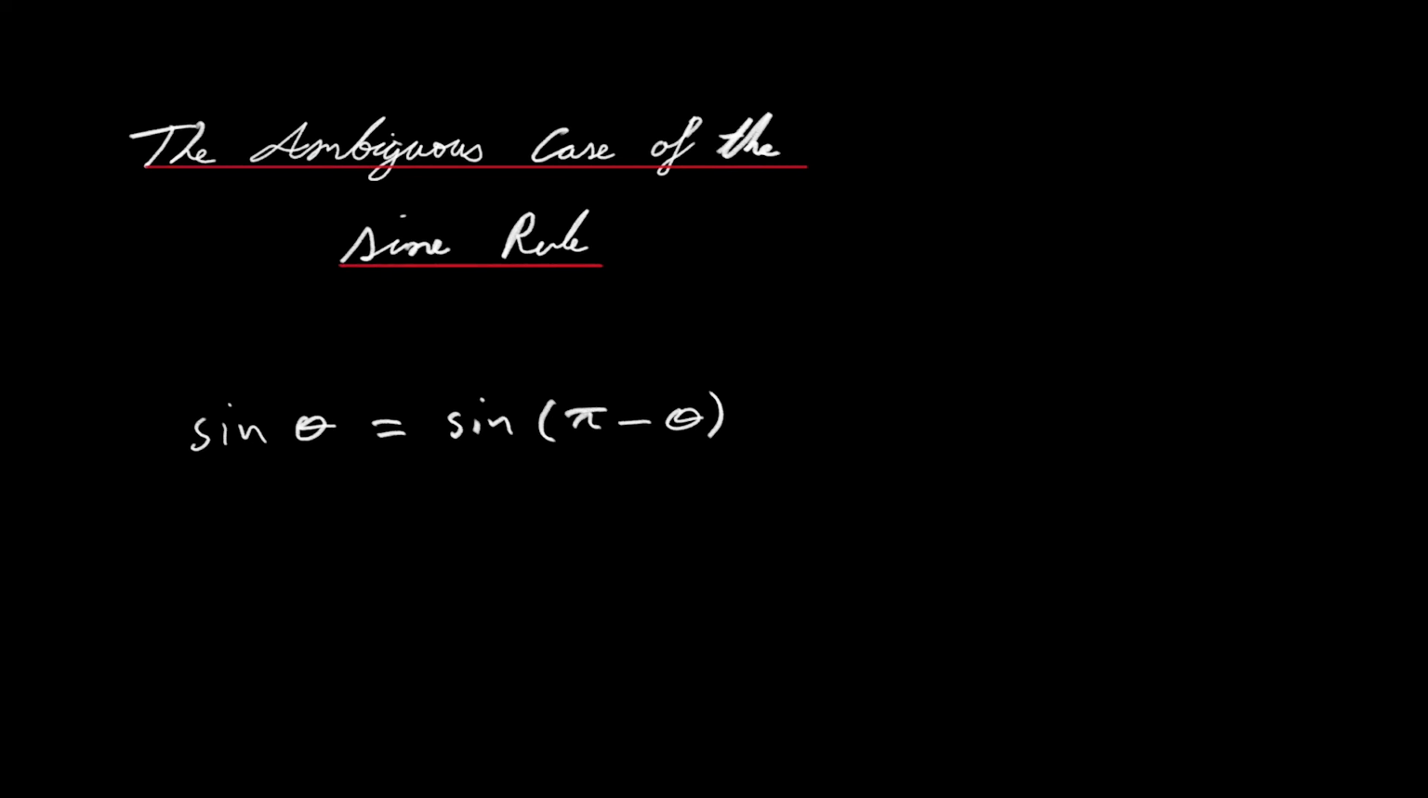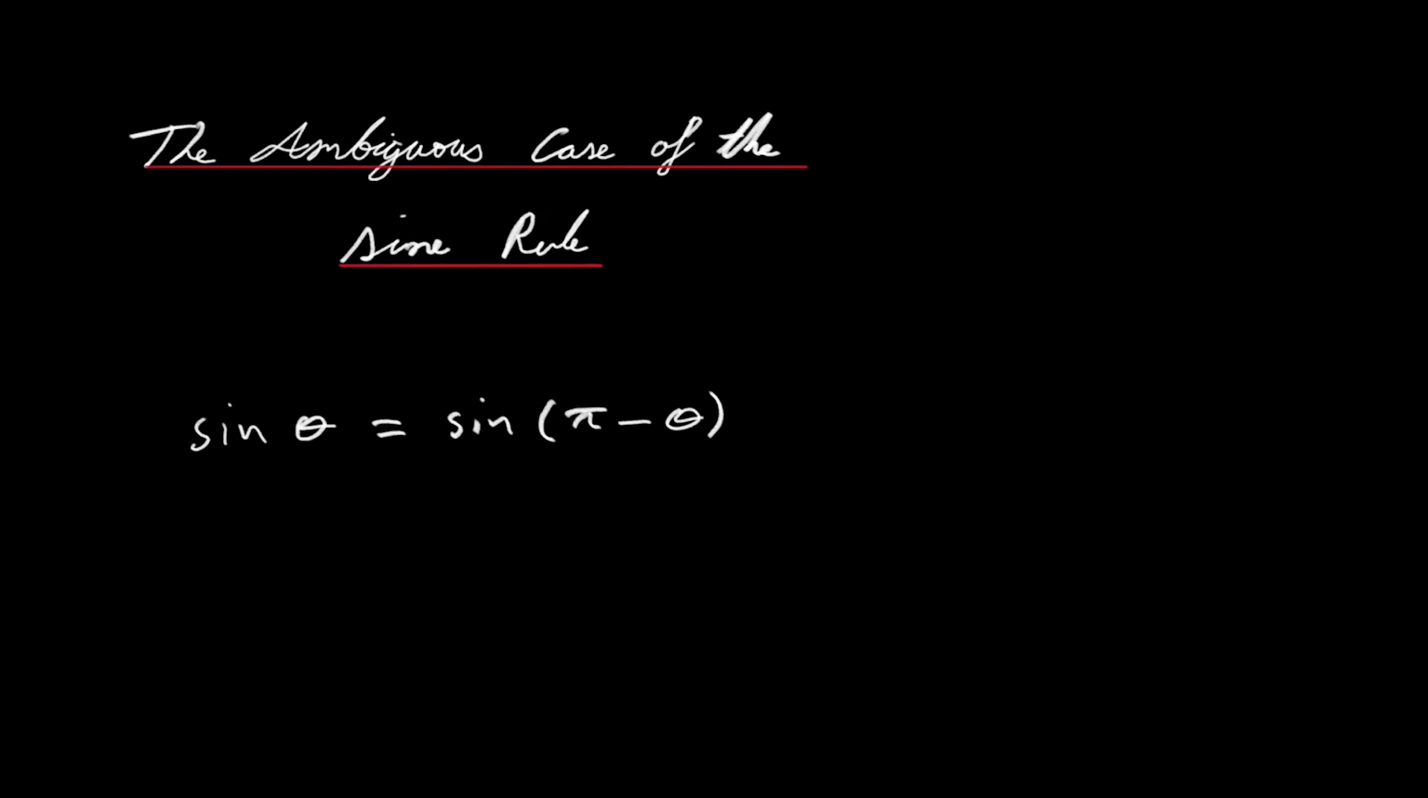The topic of this video sounds a bit like the title of a novel, The Ambiguous Case of the Sine Rule, and this is something I've alluded to in previous videos. Even though the sine rule is often quicker to apply in practice than the cosine rule, you have to be careful using the sine rule when your triangle contains an obtuse angle. An obtuse angle is just an angle that's greater than 90 degrees or greater than pi over 2 radians.